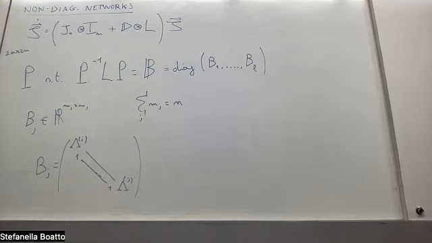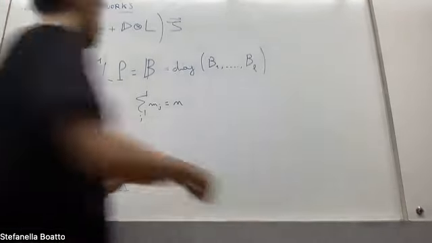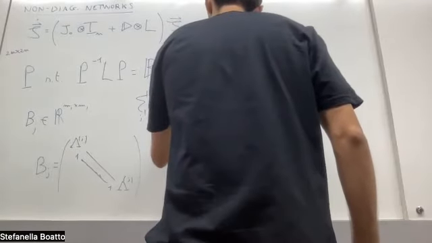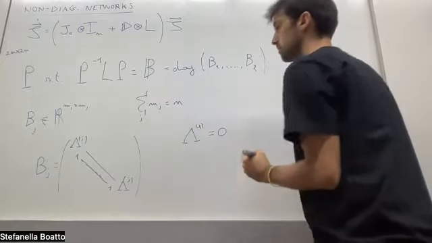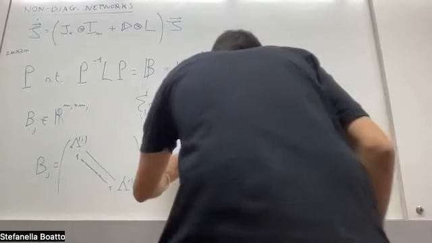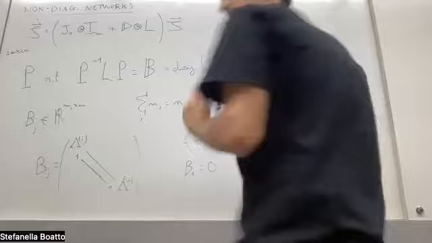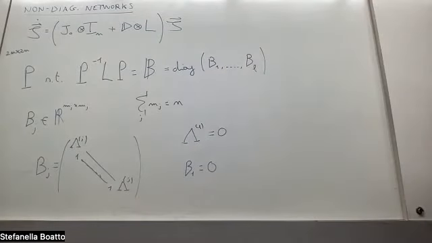If the network is connected, we know that lambda 1, and only lambda 1, is 0. And so B1 is a scalar, is 0. Okay, the first block is 0.